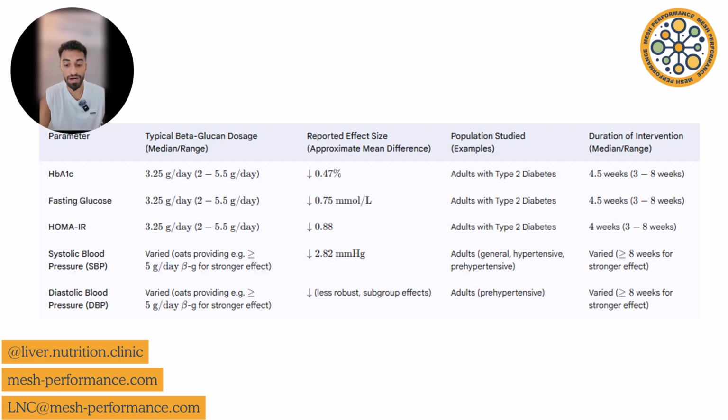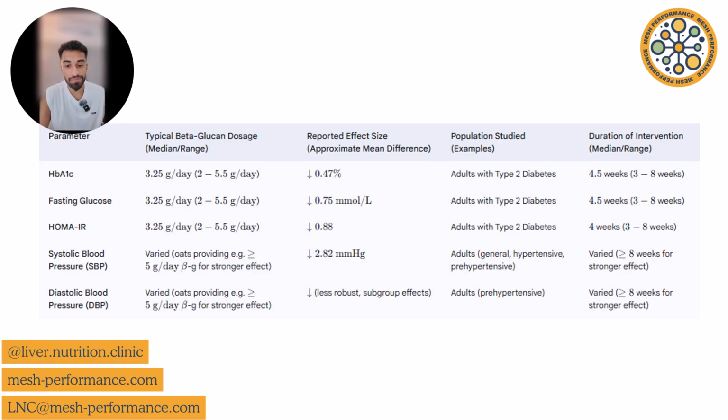They also looked at patients who had high blood pressure. So if you're somebody that's got high blood pressure, now they had a slightly higher dose of beta glucan range. So we're looking at above 3 grams, and some of them even had up to 5 grams a day for a stronger effect. Now what did they find?